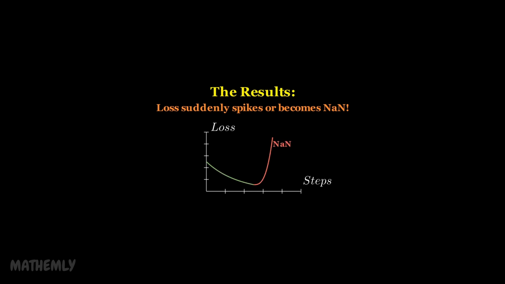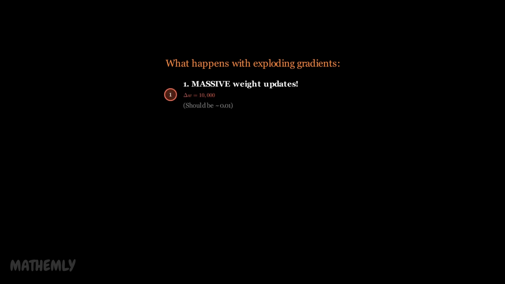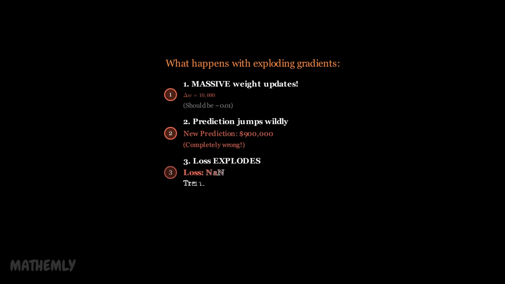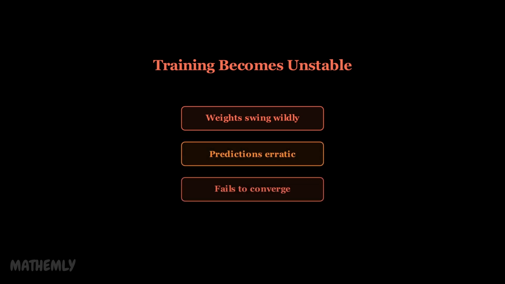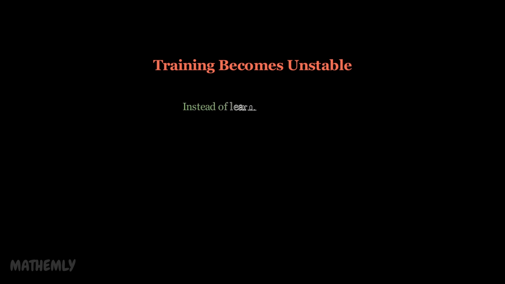In our house price example, this could mean one small error causes massive weight updates. The predicted price suddenly jumps from $280,000 to $900,000, and the loss explodes instead of shrinking. When this happens, training becomes unstable. Weights swing wildly, predictions become erratic, and the network fails to converge. Instead of learning gradually, the model overreacts to every mistake.